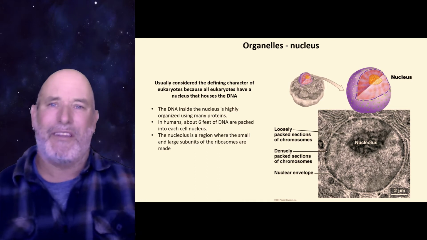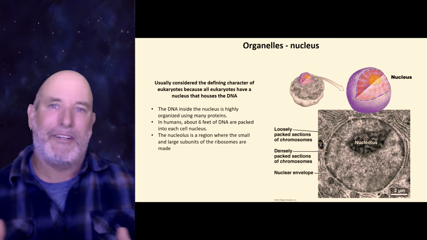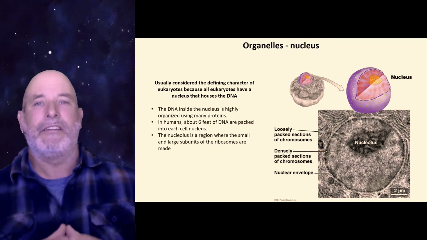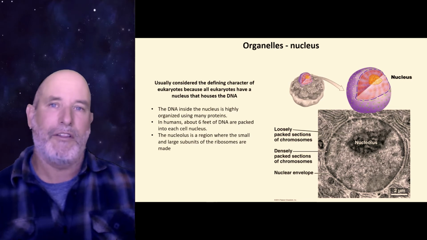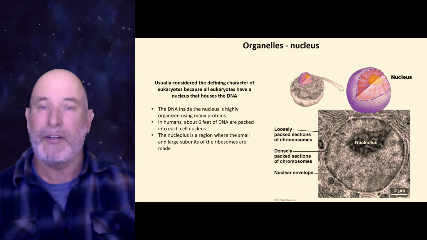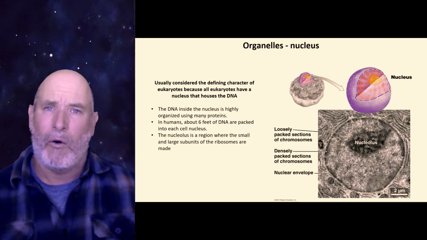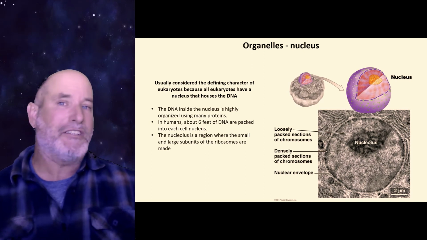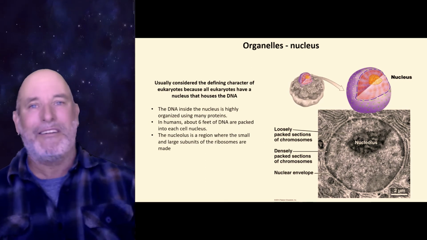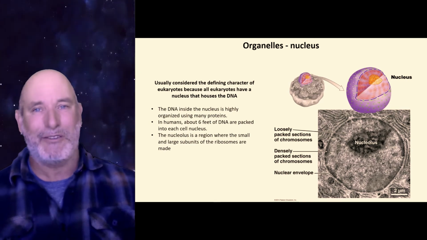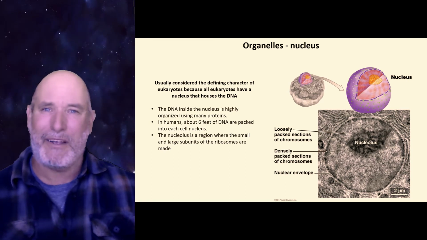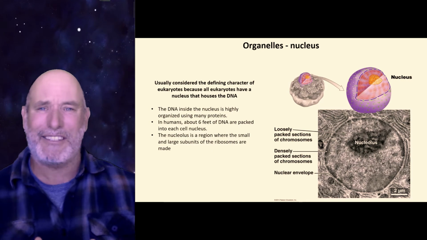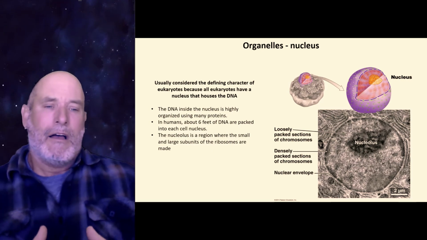Now, here's an interesting thing. You have like 17 trillion cells, right? And inside of each one of your cells, you have 43 chromosomes, a little over 3 billion base pairs of DNA. Now, what that means is you have about 6 feet of DNA crammed into every single cell nucleus in your body. That's pretty amazing, isn't it? I mean, 6 feet, right?